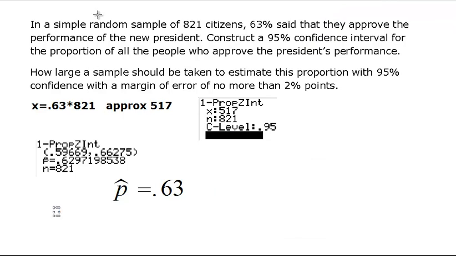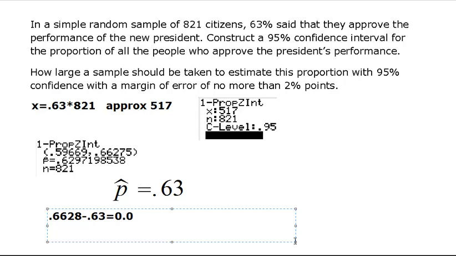So the margin of error turns out to be how much? Let me just write it again for you. 0.6628 minus 0.63, which will be 0.0328 or 3.28%. Now notice in the next part they are asking this, that if we wanted the margin of error to be no more than 2 percentage points and the confidence level is still the same, how large a simple random sample should be taken.